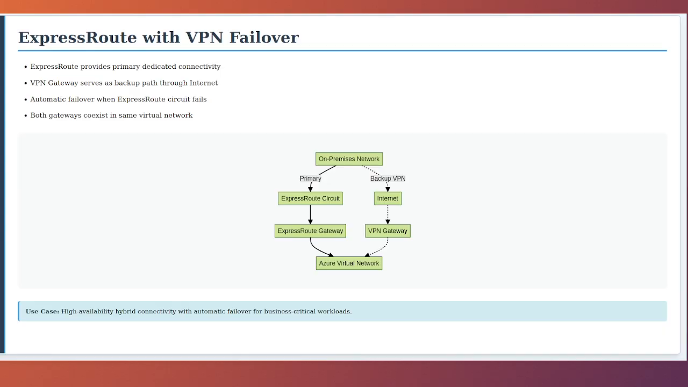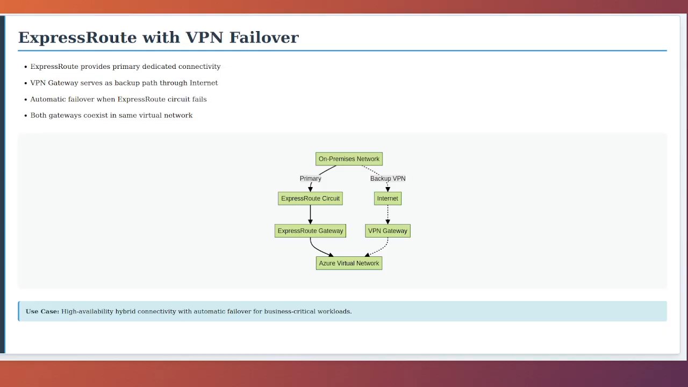To implement this configuration, you need both an ExpressRoute gateway and a VPN gateway deployed in the same virtual network. Azure supports coexistence of these two gateway types, allowing you to configure routing priorities that prefer ExpressRoute over VPN. The ExpressRoute routes are automatically assigned a higher priority through BGP attributes, ensuring that when both paths are available, traffic flows over ExpressRoute. When ExpressRoute becomes unavailable, the BGP session terminates, and routes learned via VPN take precedence.